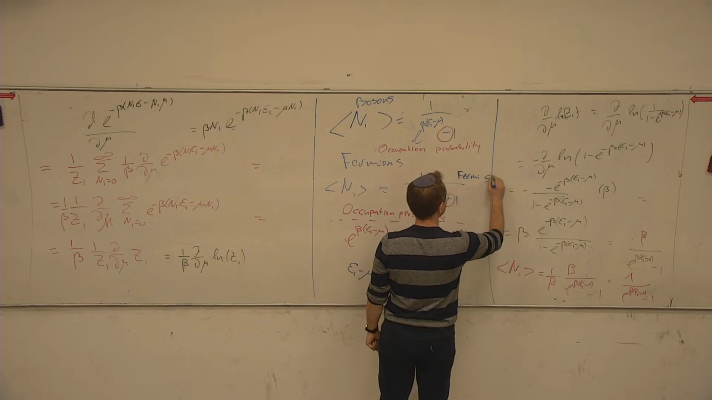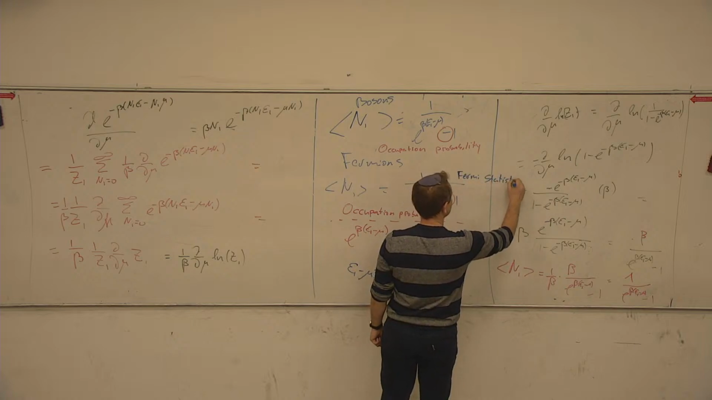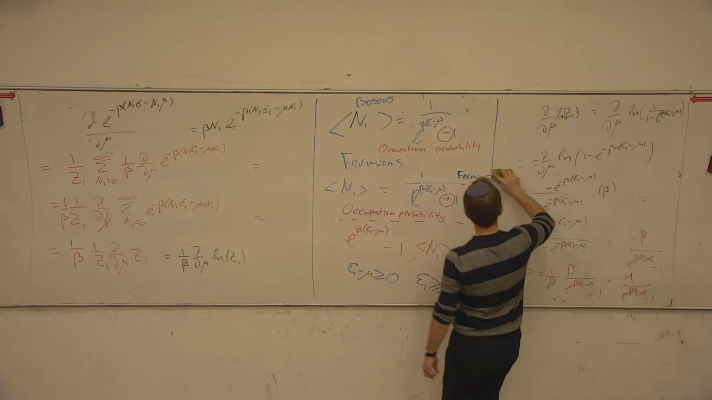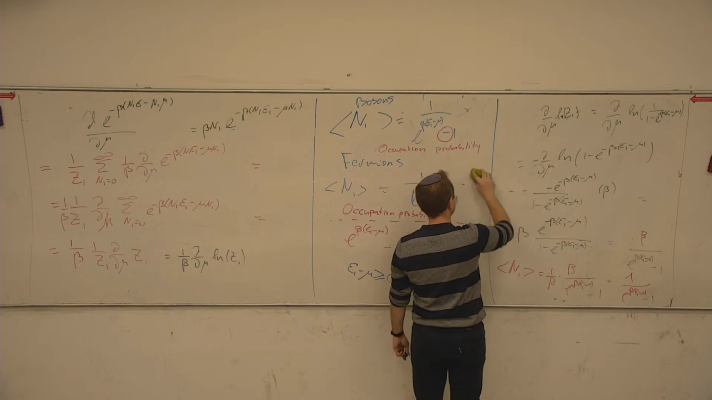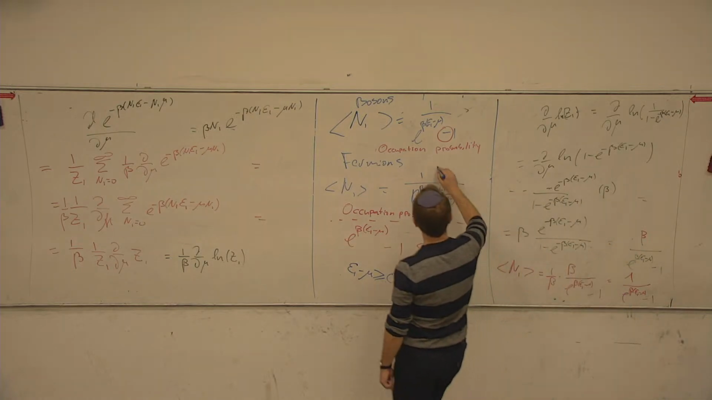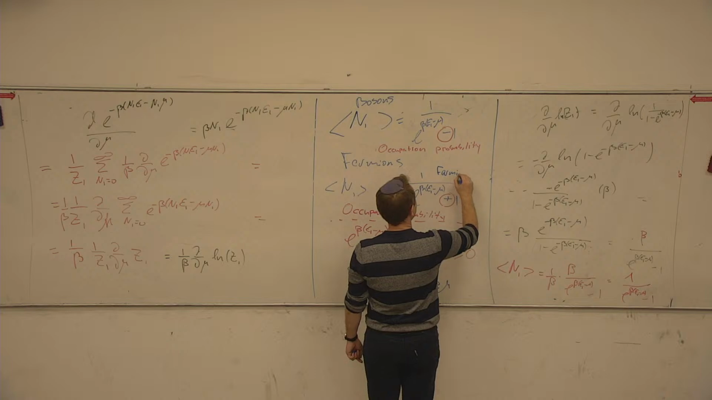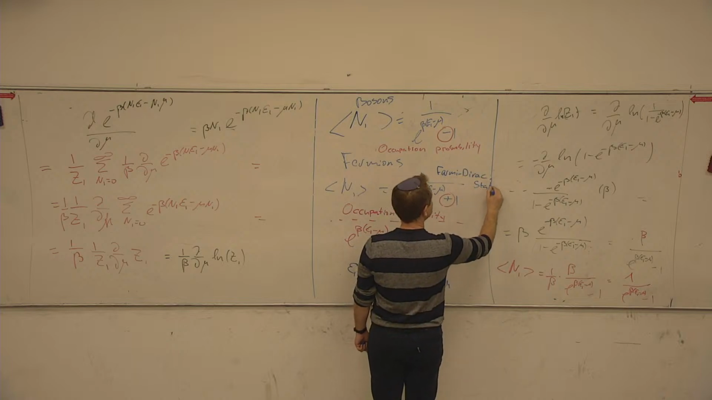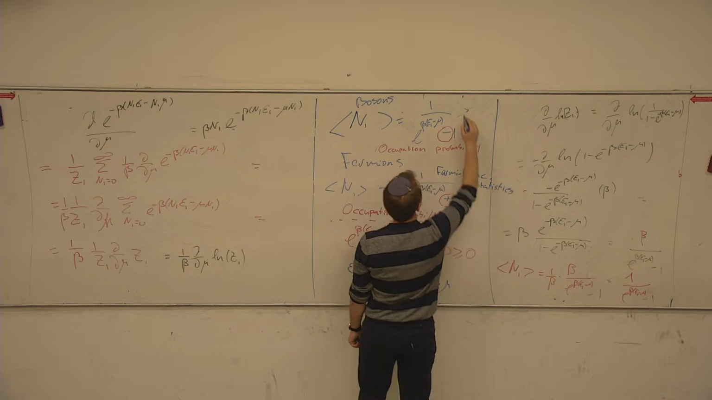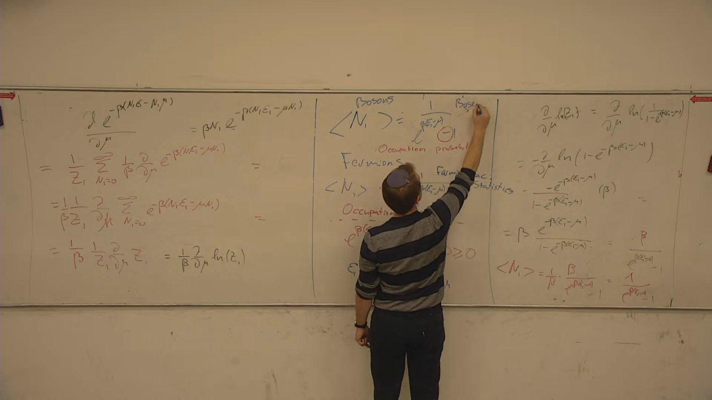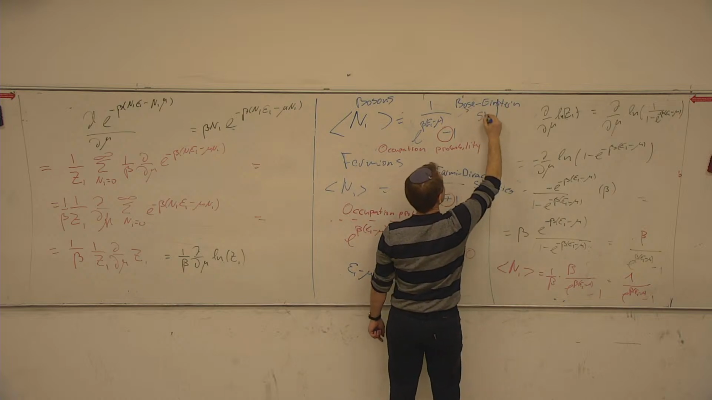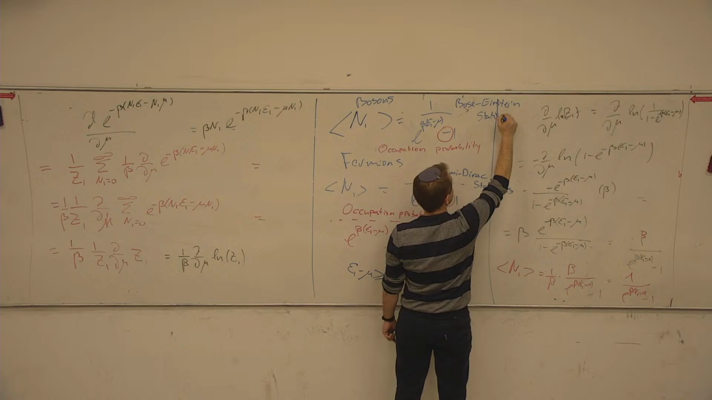Fermi statistics. So Fermi-Dirac. Fermi-Dirac, yes. You won't forget about Dirac. Important. You're right. Fermi-Dirac statistics. And this is Bose-Einstein statistics.